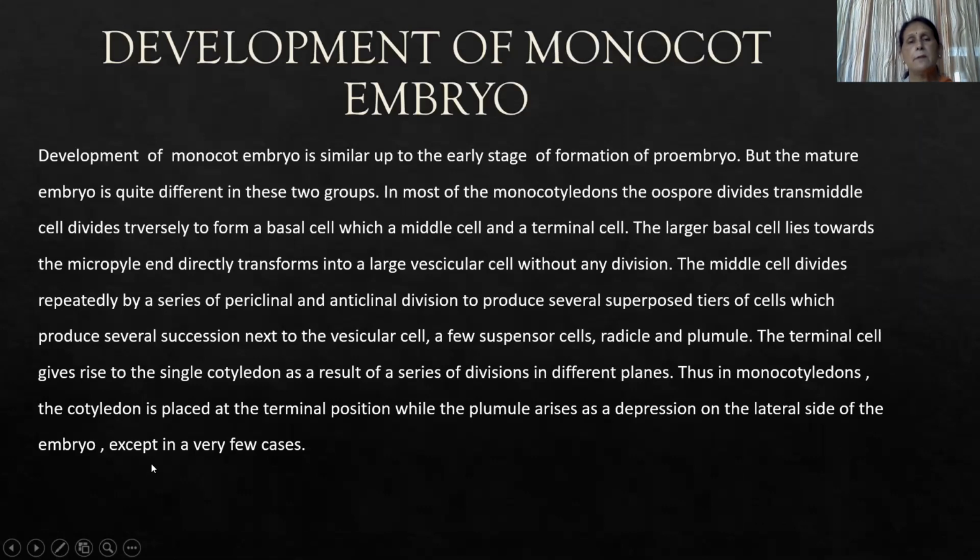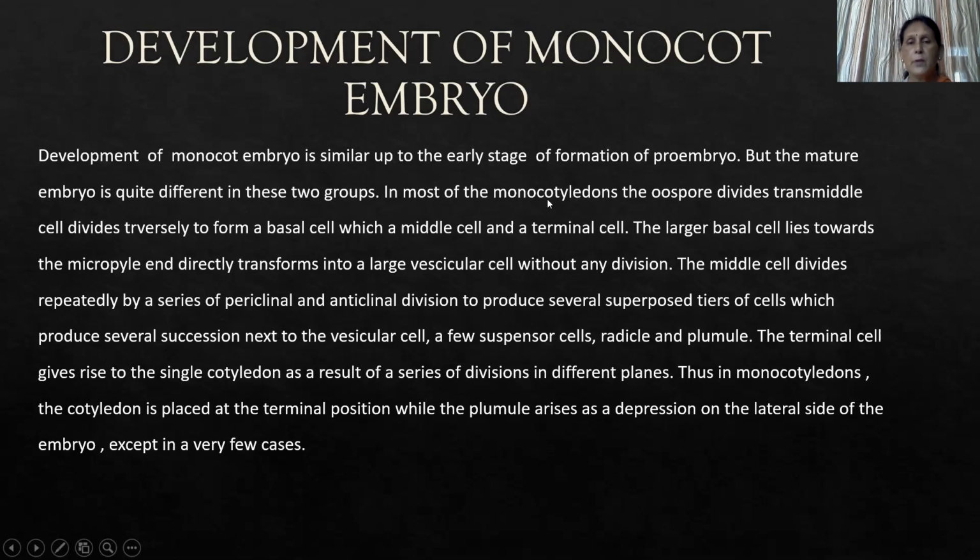Next is the development of monocot embryo. The development of monocot embryo is similar to the dicot embryo up to the pro-embryo stage, that is the 8 cell stage. In the dicot, it is quite similar, but the monocot embryo is quite different in these two groups. In dicot and monocot, the development in the later part of the embryo is quite different.